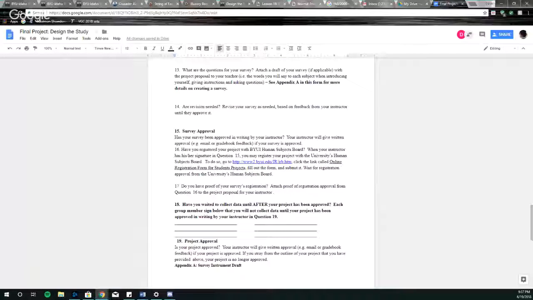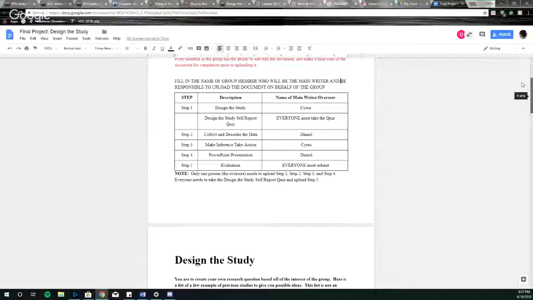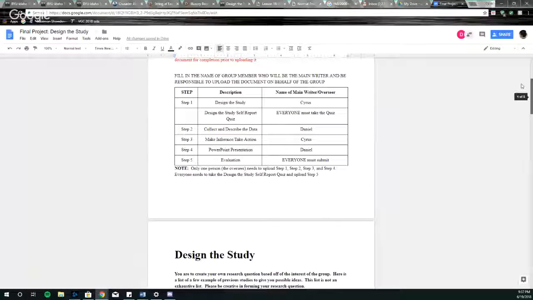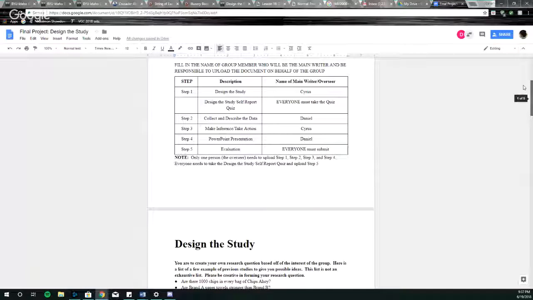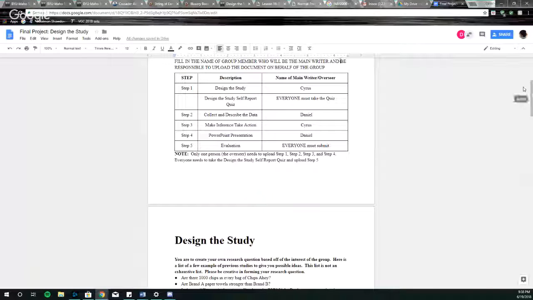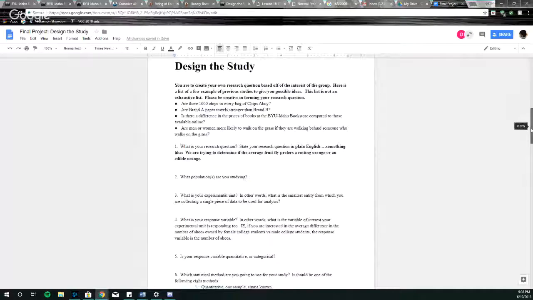I put myself as the overseer for this one. I don't know if you see the little chart, I just did me, you, for each. I don't know if you care if you want to do one of those instead. No, that's fine. So we have to start with the design the study.